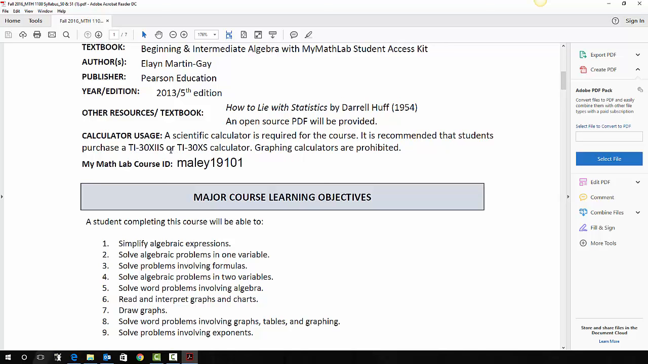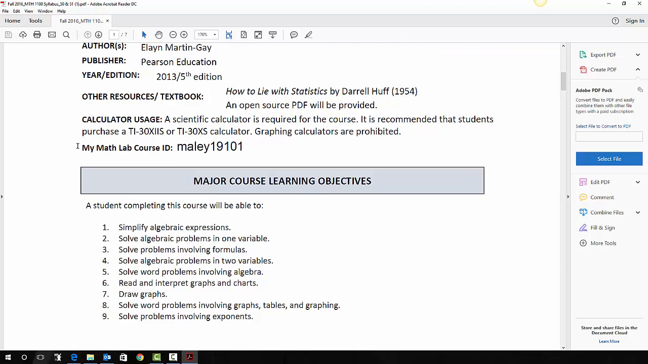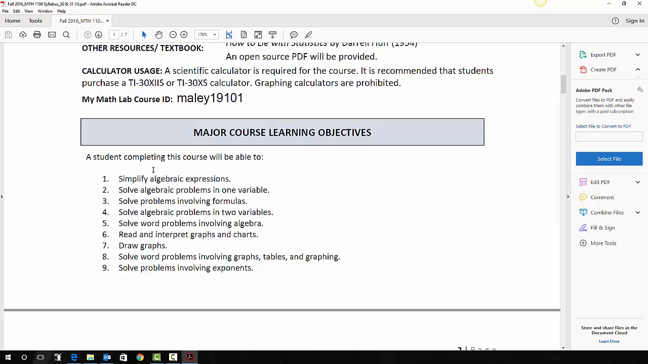These are two cheap calculators that I recommend that could be useful. And then I listed here my MyMathLab course ID for our course. It's my last name, Maley, and then 19101. You'll need this later on when you link your Pearson and your Canvas account, and also if you ever need to contact Pearson customer support, it's good to have this code because they're going to ask you for it. So I thought this would be a nice location to put that.